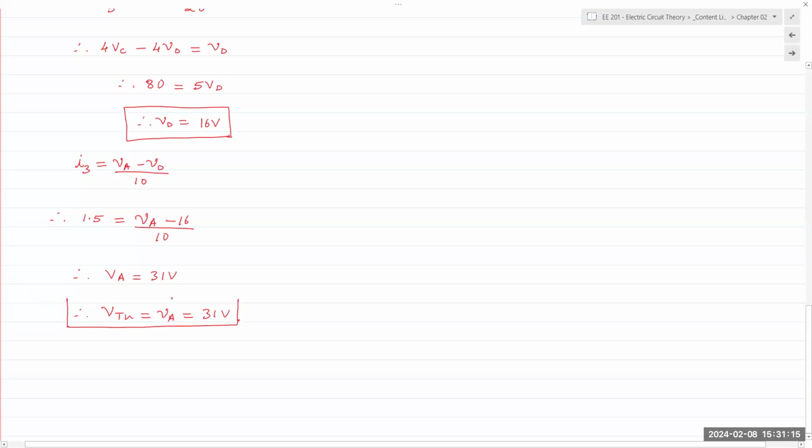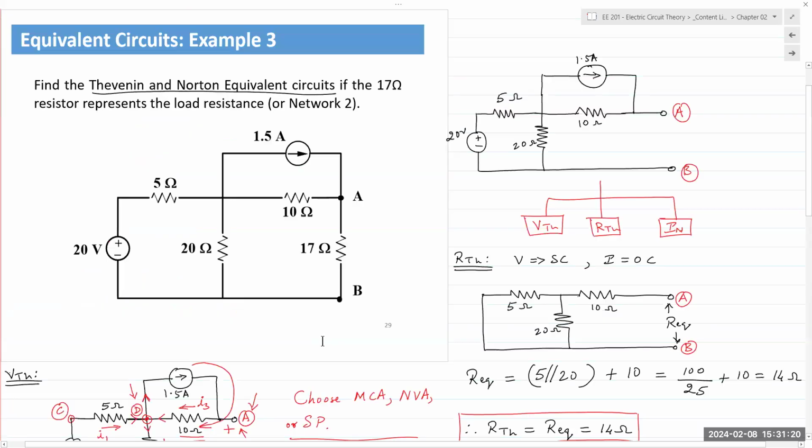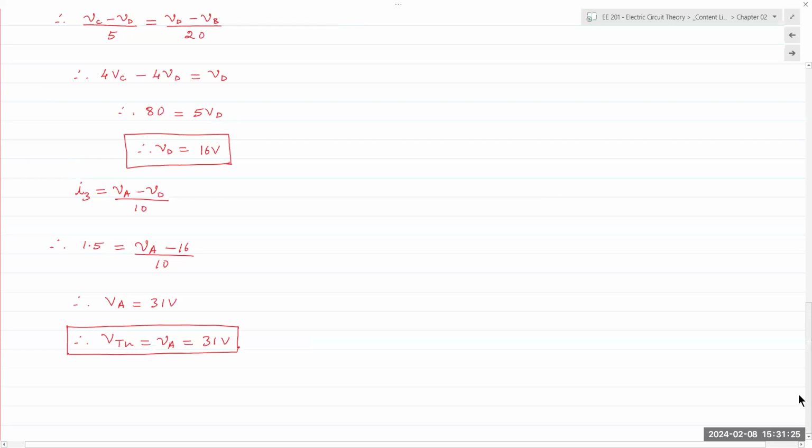You can try and solve this using mesh current analysis, and you should obtain the exact same answer. So VTH, the Thevenin voltage, is the voltage measured at node A if my reference is at node B. So it automatically gives me an answer. And as I said, you can solve this using mesh current analysis. You could also solve this using the superposition principle. And if your calculations are correct, then your answer should be 31 volts.